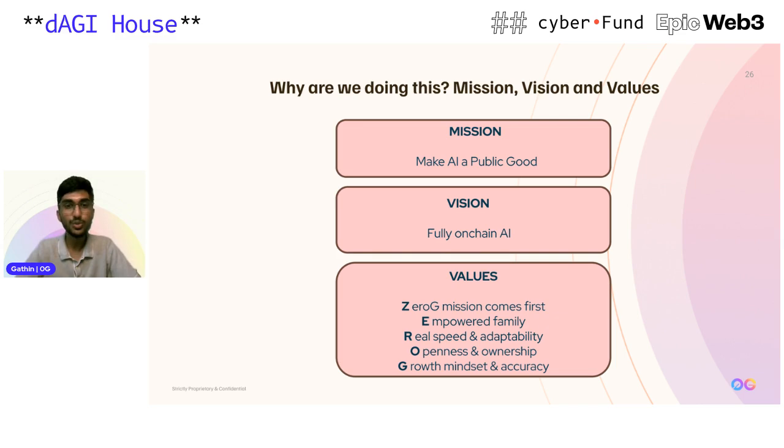The values that Zero G represents are: Z, Zero G mission comes first; E, empowered family; R, real speed and adaptability; O, openness and ownership; G, growth mindset and accuracy.